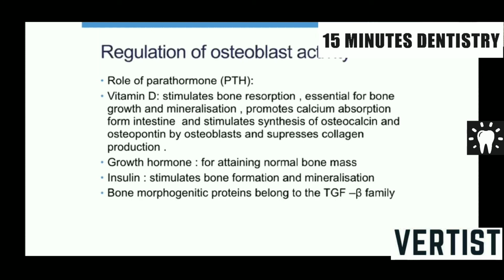All the structures are basically present. And in regulation of osteoblastic activity, there is a role of growth hormone, vitamin D, insulin, bone morphogenetic proteins. All these different factors play a role. Like insulin stimulates bone formation and mineralization, whereas growth hormone is used for attaining the normal bone mass.